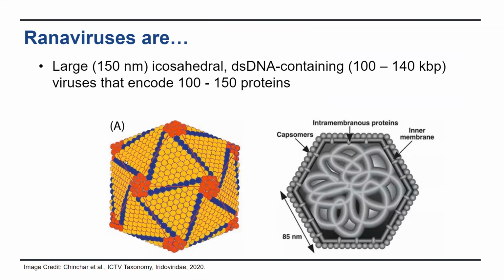If you look at a model of a ranavirus particle, they're these large icosahedrons. Most of the protein is a major capsid protein, and that's this protein here in yellow.